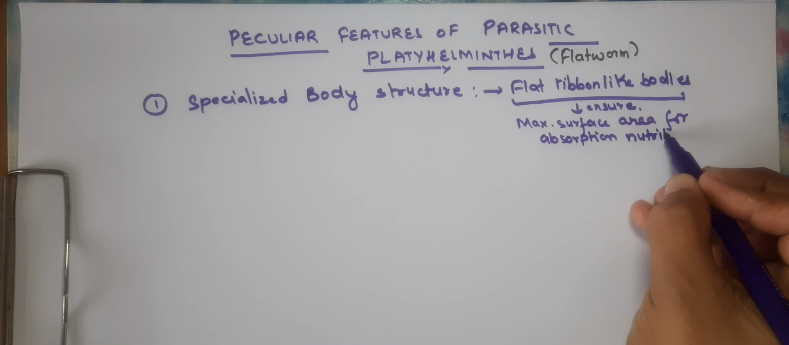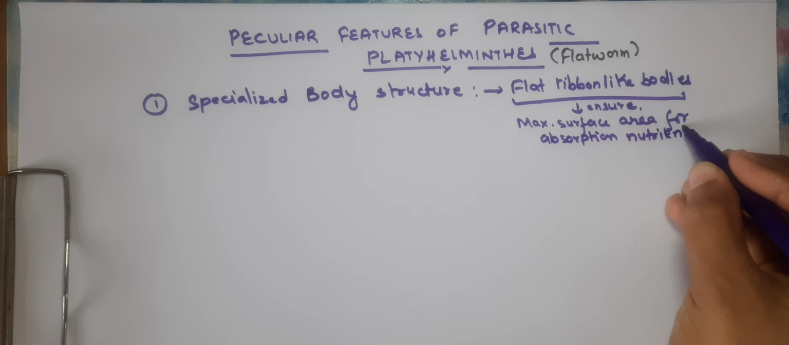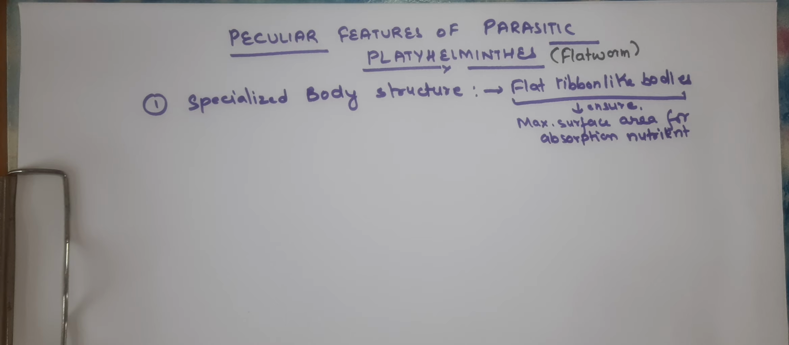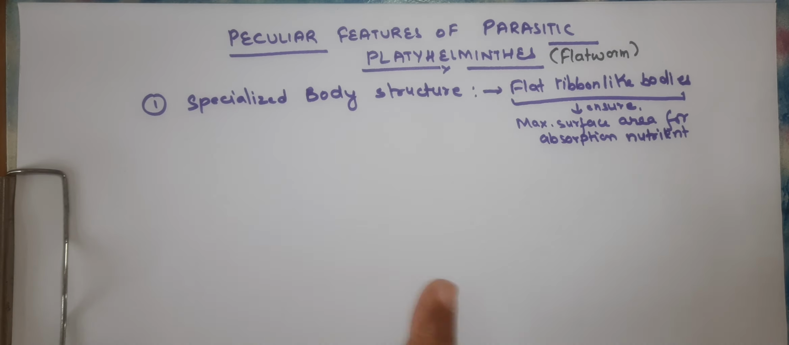It means that they have to be dependent on their host. Okay, so they will absorb all their nutrition from their host only. So when a species is absorbing the nutrient resource of the particular organism on which it is feeding, then that mode is known as parasitic mode. Okay, so the flat ribbon-like body will ensure the maximum surface area, so they can absorb more and more nutrient.